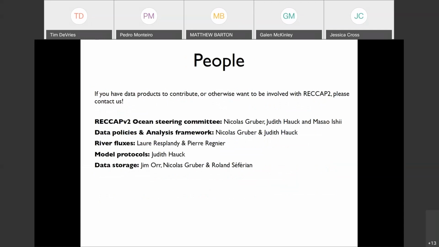The people involved with Recap 2 are listed on the slide. If you want to contribute data products or otherwise want to be involved with Recap 2, you can contact those people. Nikki Gruber, Judith Hauck, and Masaishi are the steering committee. Nikki Gruber and Judith Hauck have put together all the protocols for Recap 2. For river fluxes, Laure and Pierre-René. Again, for modeling protocols, refer to Judith. And for data storage, Jim Orr, Nikki Gruber, and Roland Séférian.